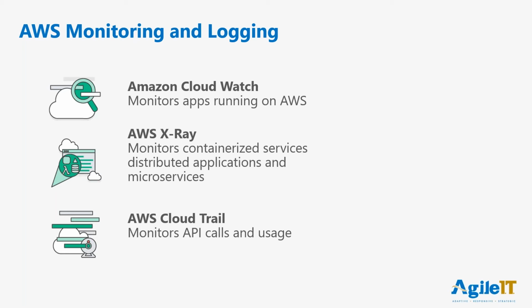AWS X-Ray, as it says on the slide, monitors containerized services, distributed applications and microservices, which are sometimes a little more difficult to gain visibility into because they are running within a container, and that extra layer of abstraction can be opaque at times, but X-Ray will enable you to see inside, hence the name X-Ray.